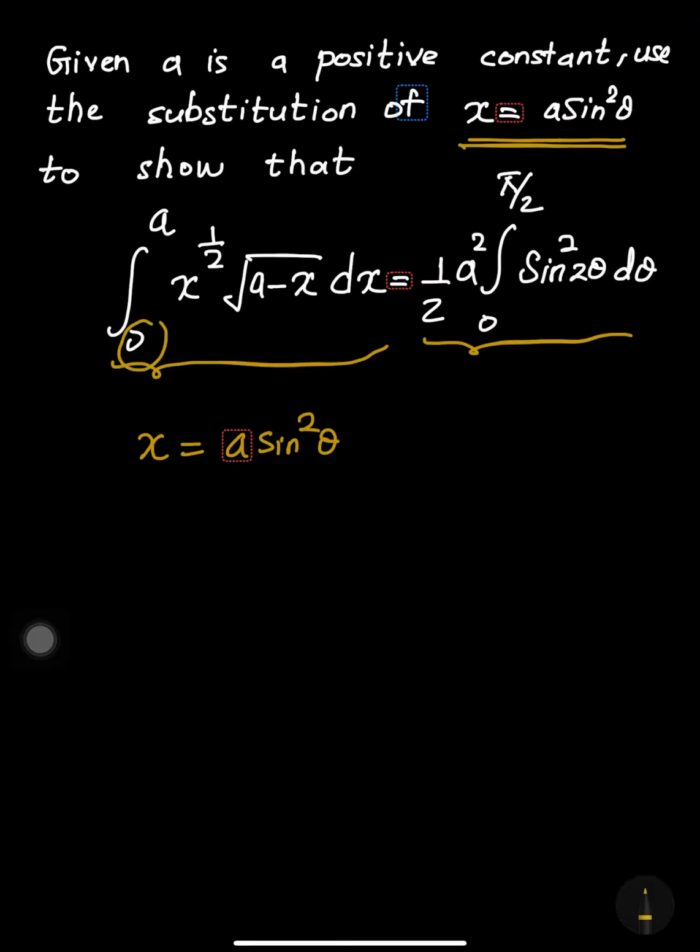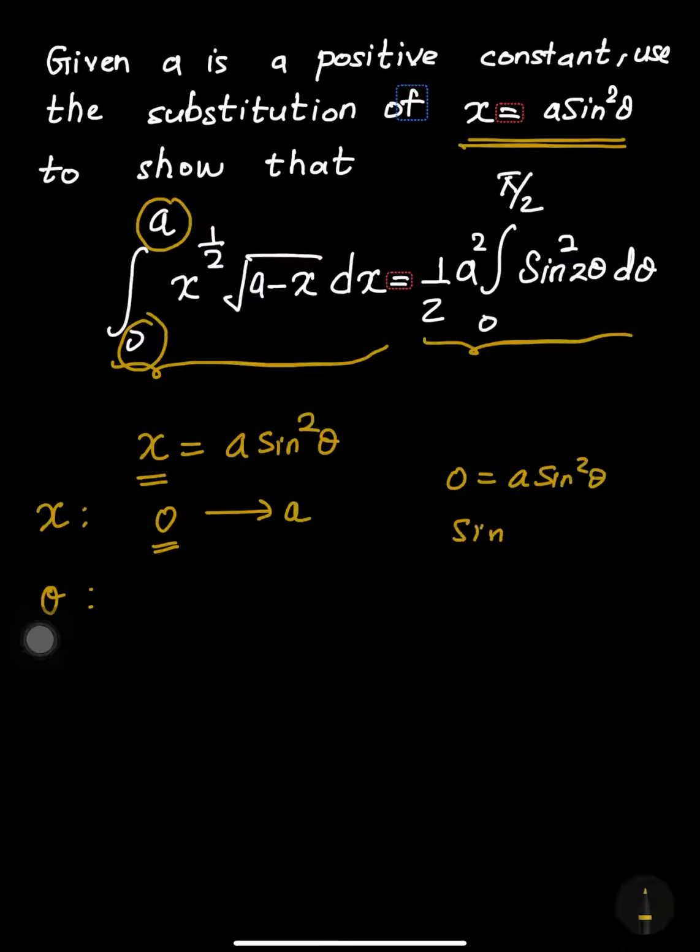So you have to first change the limit. They have given x becomes 0 to a. So what will be the theta value for that? You have to find that first. When x becomes 0 to a, let's substitute first 0. And what will happen to theta at that time? 0 is equal to a sine square theta, which means sine theta becomes 0, theta becomes 0. Sine 0 is 0. So 0.